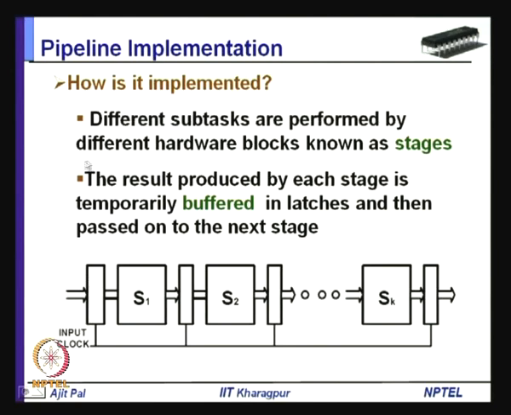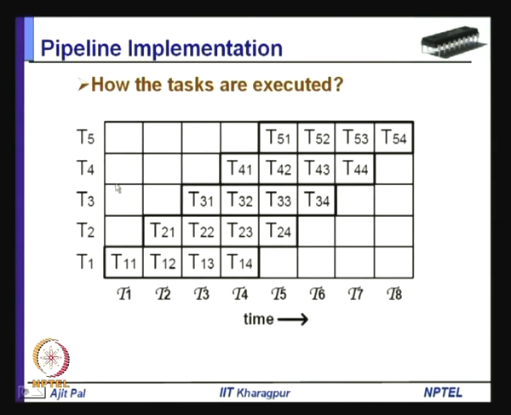Different subtasks are performed by different hardware blocks known as stages. So, stage S1 is performing subtask 1, S2 is performing subtask 2. In this way, stage K is performing subtask K, and you can see you are applying a clock, and you have latches in between where intermediate results are stored, and the clock transfers the results from one stage to another in a synchronous manner. So, this is how it is implemented, and the execution is done in this manner.